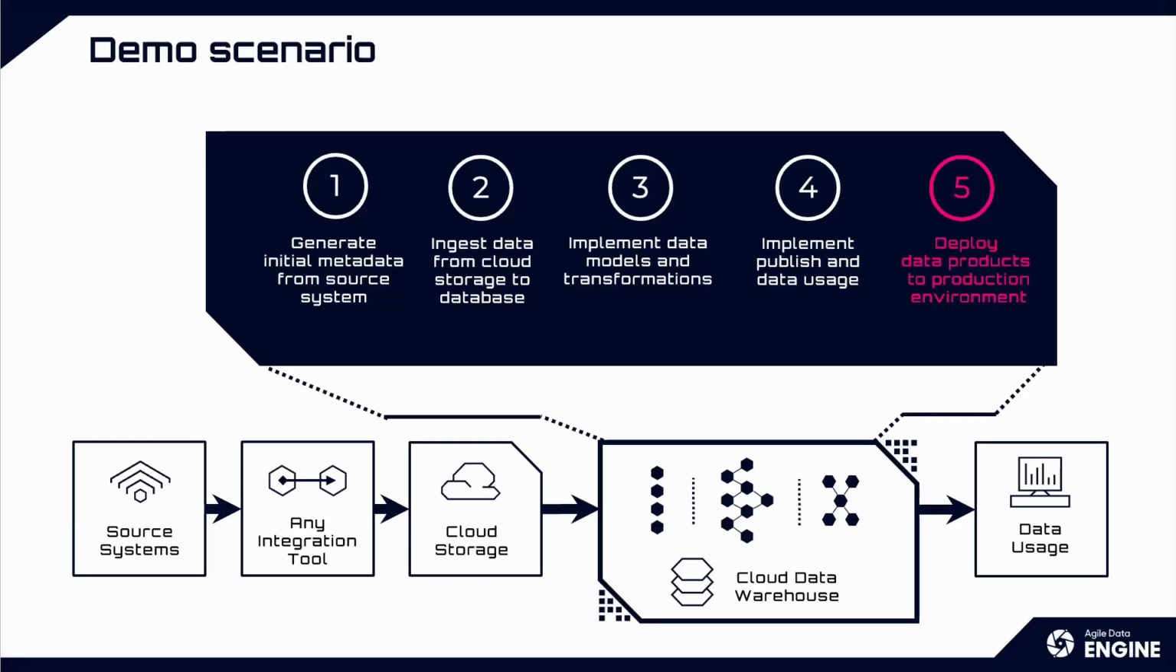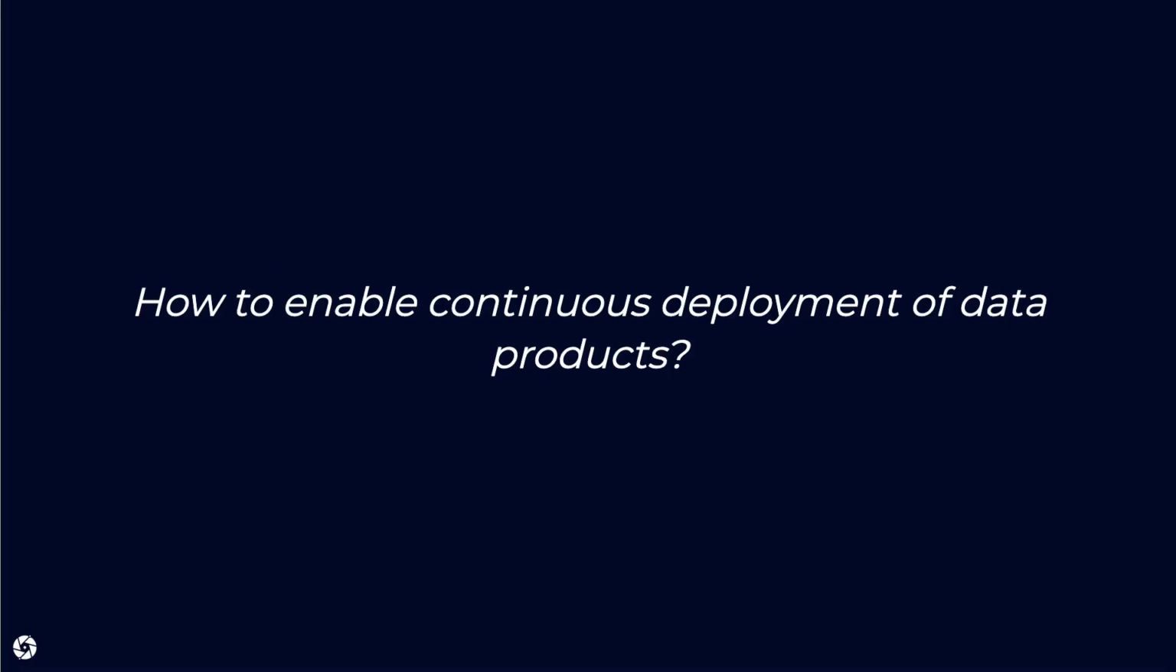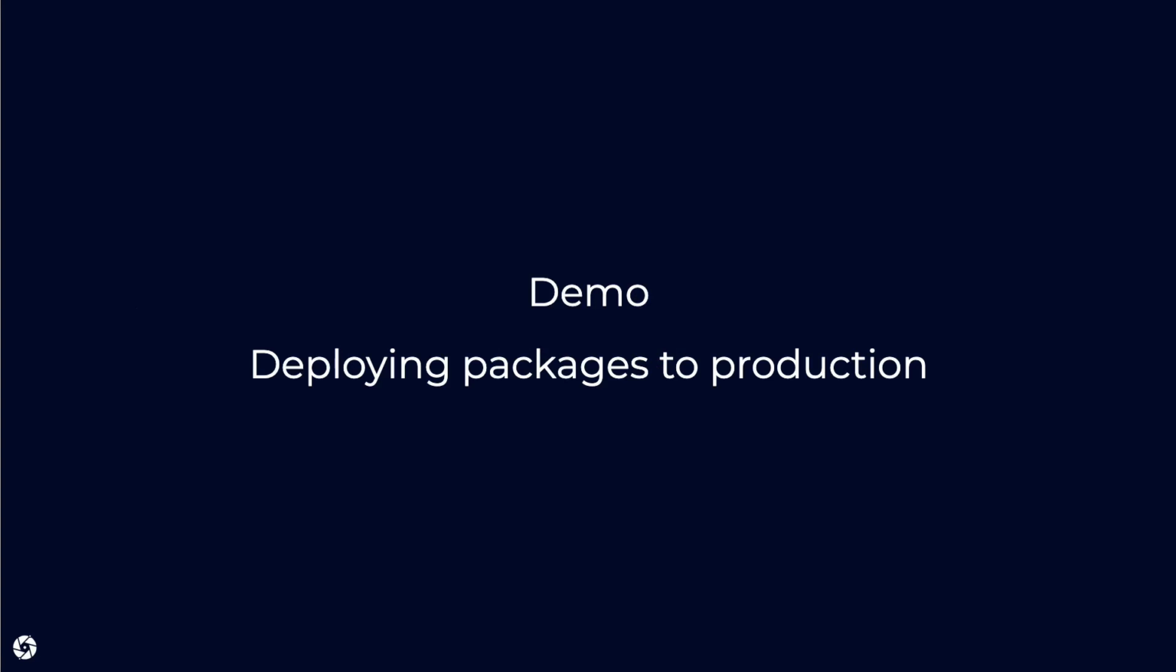Moving on to the fifth and the final part, deploying data products to production. First, a question: how to enable continuous deployment of data products? To really enable DataOps, you need to have a robust deployment process to be able to deploy often to production. In the following demo, we deploy created packages to the production environment.